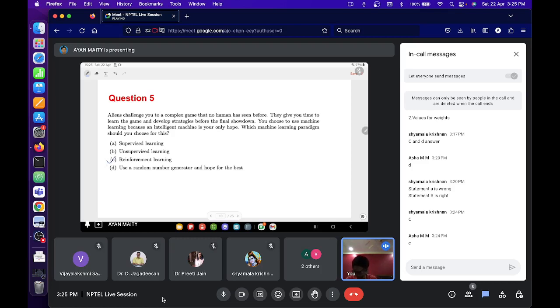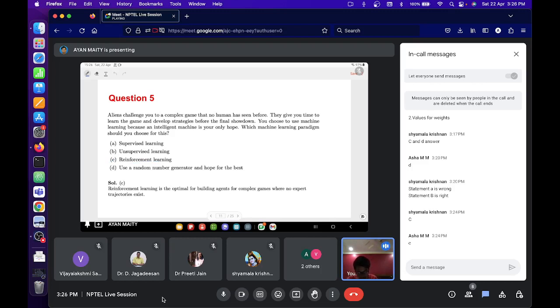So the correct answer in this question is option C, reinforcement learning. Reinforcement learning is very good at learning complex games or complex strategies that you need for a game, which supervised and unsupervised learning are not able to do, because for these learnings we need training data already prepared. But in reinforcement learning, it tries to play the game multiple times and readjusts its strategy every time. That way the agent learns. And for a complex game, that's why reinforcement learning is best suited.